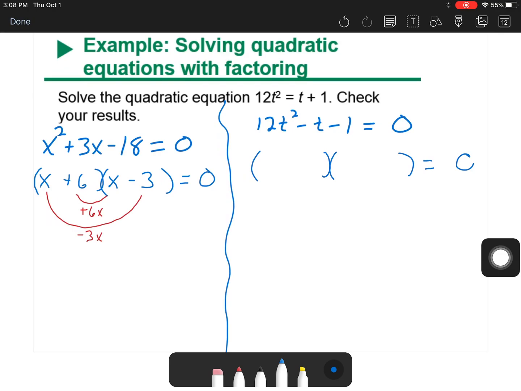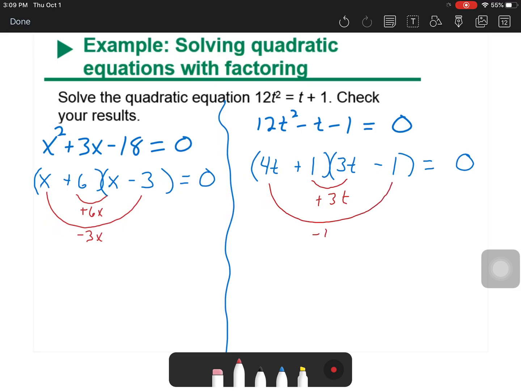So we may have to guess and check on this a little bit, but because this middle coefficient is a small number, I think I want to keep these factors close together. So instead of doing 12 and 1 or 6 and 2, I'd probably go 3 and 4. So I'm going to put 4t and 3t. And then I'm going to go with negative 1 times a positive 1. And then I'm just going to make sure that this works out. So if I do this product, that's a positive 3t. And if I do this product, that's going to be a negative 4t. Now I look, negative 4t plus 3t, yes, that equals negative 1t. So I know that that's the correct factoring.